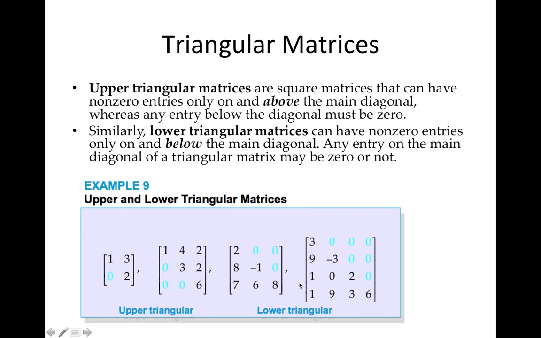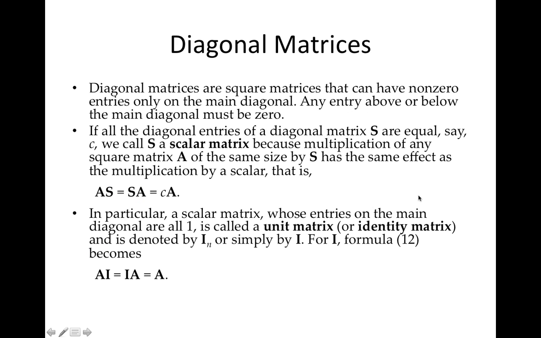A triangular matrix is a square matrix that has non-zero entries on and above the main diagonal or on and below the main diagonal. So we can have an upper triangular matrix where the entries appear above the main diagonal and anything below the main diagonal has to be zero. Or we can have a lower triangular matrix where we have elements that appear below the main diagonal and anything above the main diagonal has to be zero. So any entry that's on the main diagonal can be zero or not be zero. That does not affect the definition.